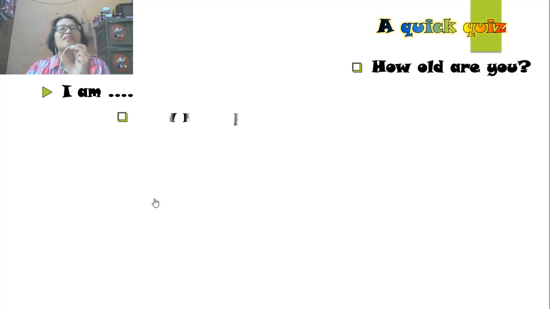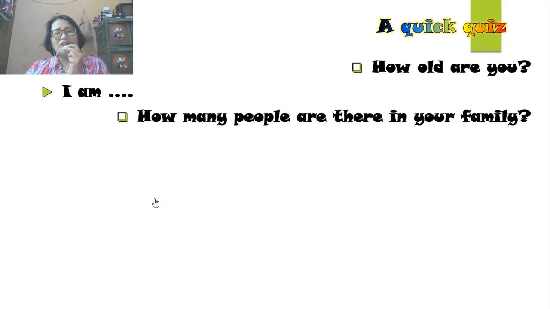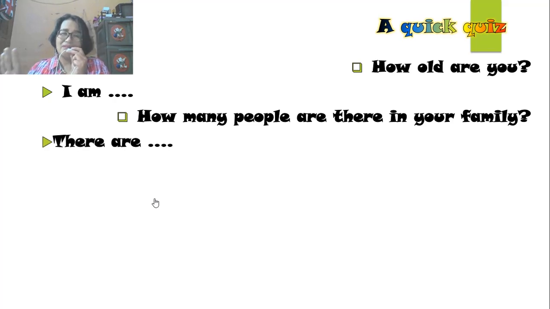Second one. How many people are there in your family? Ada berapa orang sih di dalam keluargamu? How many people are there in your family? Very good. There are 5 people in my family. There are 3. There are 4. It's okay. All of your answers are correct.